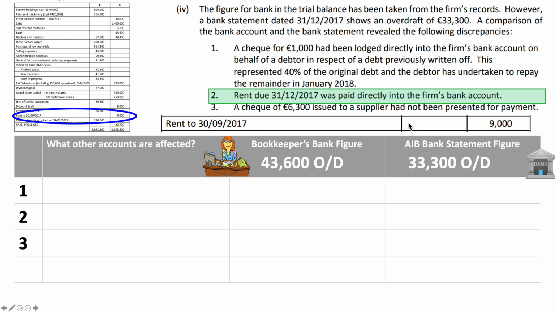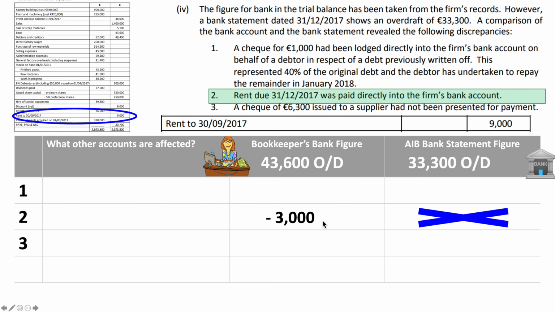That means we receive rent of 1,000 every month, and if it was 9,000 up to the 30th of the 9th, rent due after that would be for the 10th, 11th and 12th month. So that would be 3 months' rent that would be due. And that would impact the bookkeeper's bank figure.